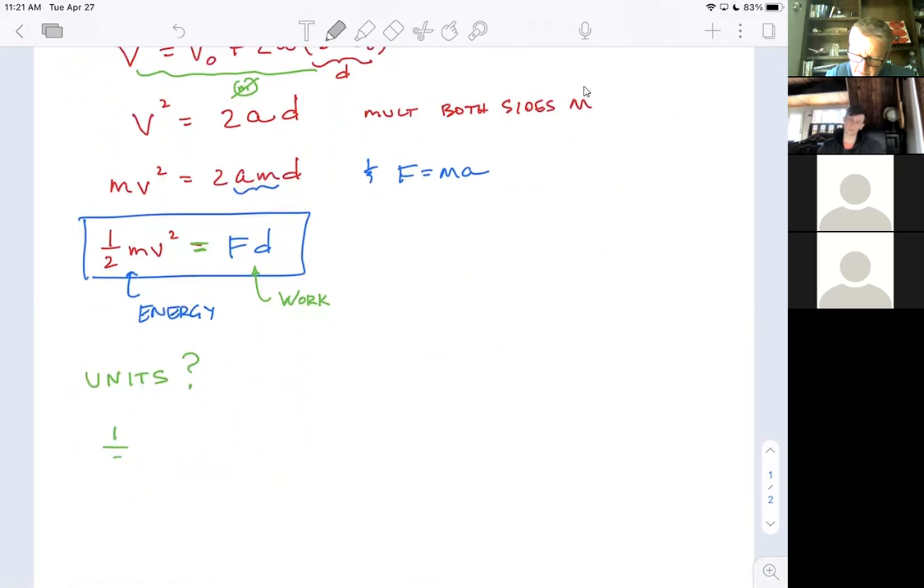But what would the units be for 1/2 times mass times velocity squared? Joules, or kilogram meter squared per second squared. Yeah, you have 1/2, which is just a number, and then mass, which we always say is in kilograms, and then velocity, which is in meters per second. But we have two of them, right? So we have kilogram meters squared per second squared.